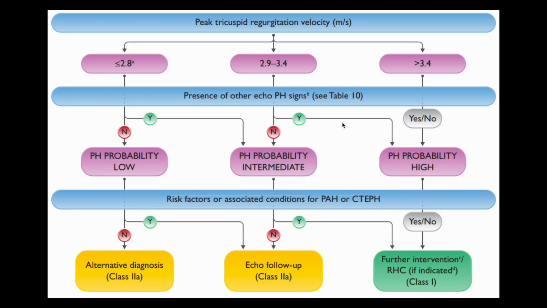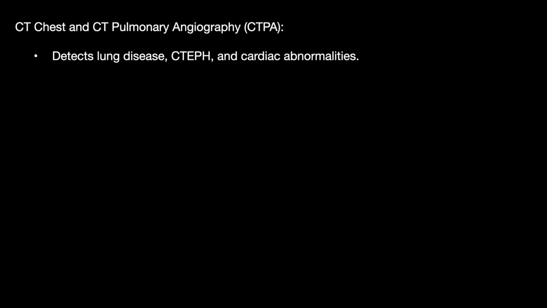So this is an algorithm where you look for the peak tricuspid regurgitation velocity. Based on that, you classify, and the presence of other echo signs of pulmonary hypertension shows what the possibility is. If the velocity is low and the probability is low, then please start looking for an alternative diagnosis. If the velocity is between 2.9 and 3.4 and the probability of PH is intermediate, then you also look for follow-up. It is only when the velocity is more than 3.4 and you have a high probability that you go for further evaluation. CTPA is another important thing that needs to be done.